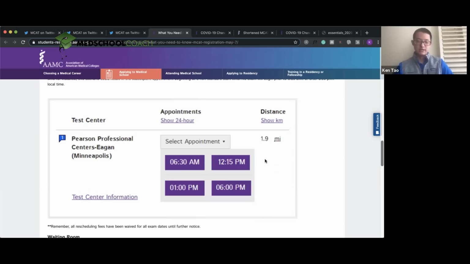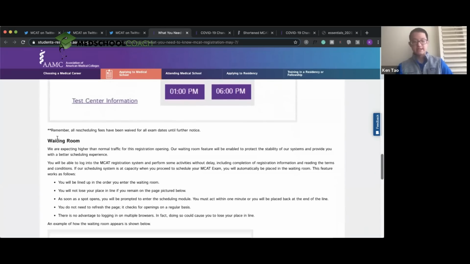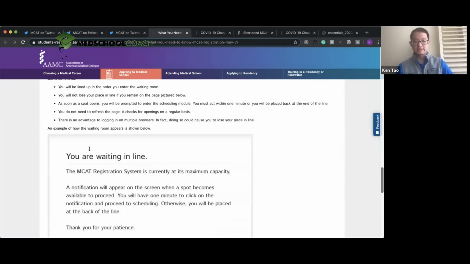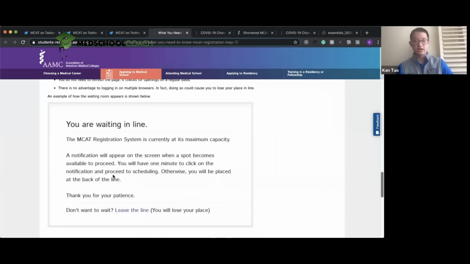It's similar to not this past Friday, but the Friday before, when they released an announcement about changes to the exam. The website crashed very quickly. So what they said is that there's going to be a waiting room in place. So if you get in early, you might be in a waiting room, but no problem. At least they should tell you that you're in a line of some sort.